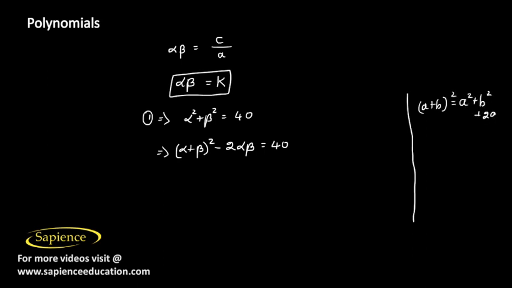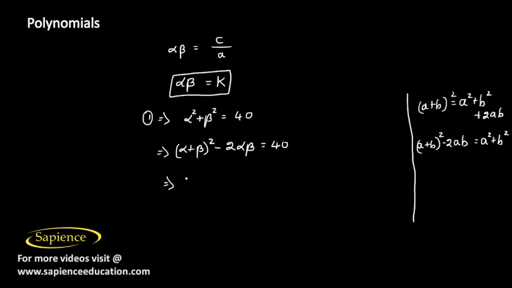square plus 2ab. If we just take this 2ab to the left hand side, we will get (a plus b) whole square minus 2ab equals a square plus b square. So a square plus b square can be written as (a plus b) whole square minus 2ab. Same way, alpha square plus beta square can be written as (alpha plus beta) whole square minus 2 alpha beta.